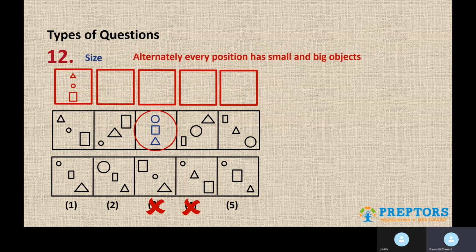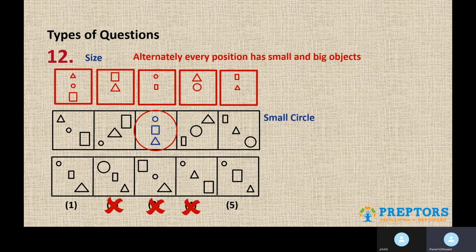Now let's focus on the size. Alternately, every position has small and big objects. So this will be the big object, small object, big object, small object. This will be the position. That means we need a circle which is small. Circle that is small. So option 2 is also eliminated. Hence we are left with option 1 and option 5.